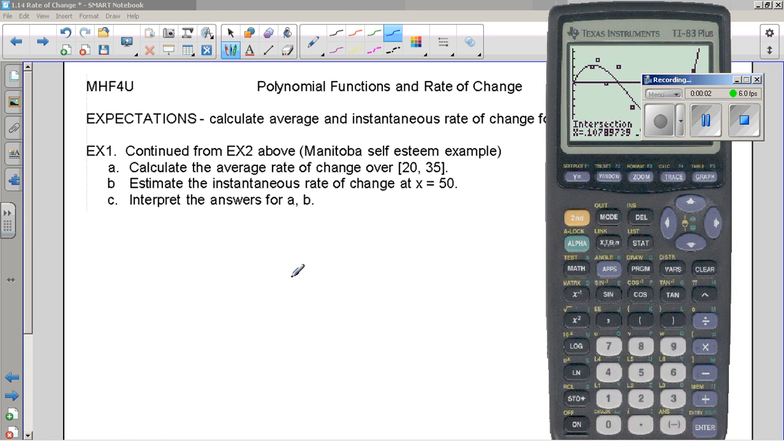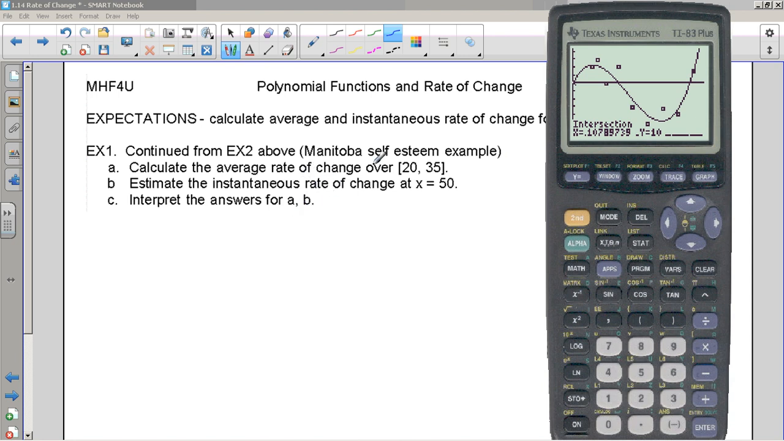Okay, welcome back there, folks. This is part two of the rate of change video, and this is actually example one. And I promised you that we'd return to this example, the self-esteem example. I've got my graphing calculator there, and hopefully we'll make good use of it.